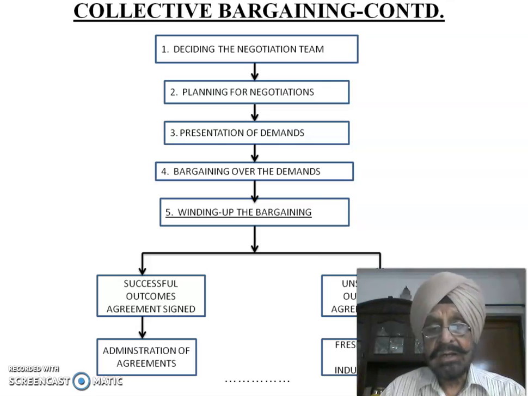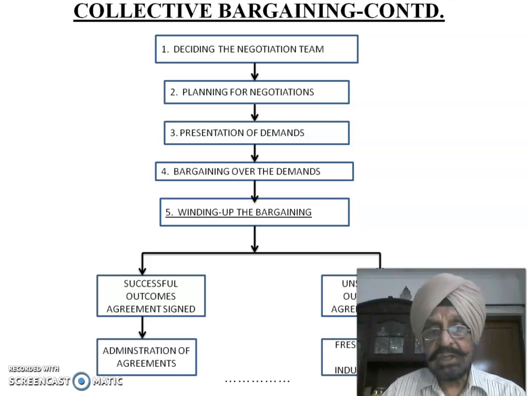First of all, deciding on the negotiation team, as to which particular team will be represented by the management and which team will be represented by the employees union. Then we have time set for that. What are the issues? Those particular issues will be addressed. So, planning for negotiation: on what basis can the replies be prepared in advance before the meeting. Then the presentation of demands by the trade unions.